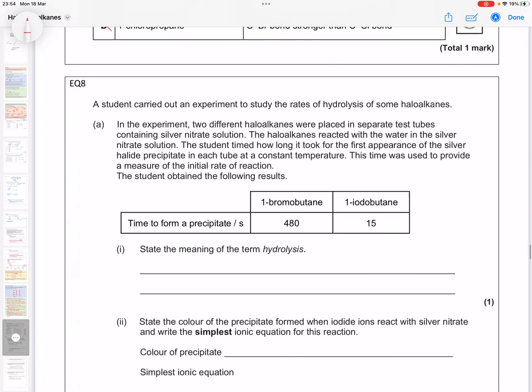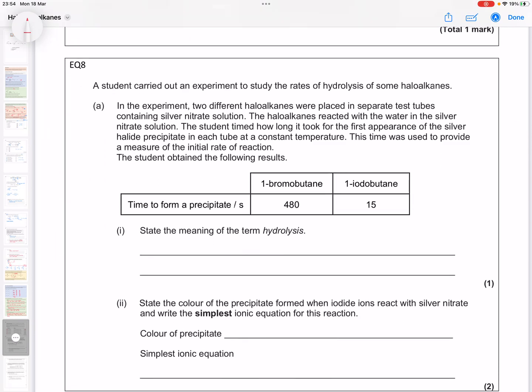A student carried out an experiment to study the rates of hydrolysis of some halogenoalkanes. In the experiment, 2 different haloalkanes were placed in separate test tubes containing silver nitrate. The haloalkanes reacted with the water in silver nitrate, and the student timed how long it took for the formation of the precipitate. Okay, so we've got a little table.